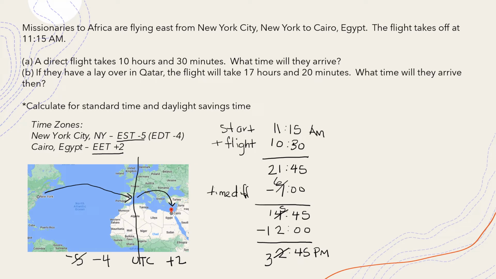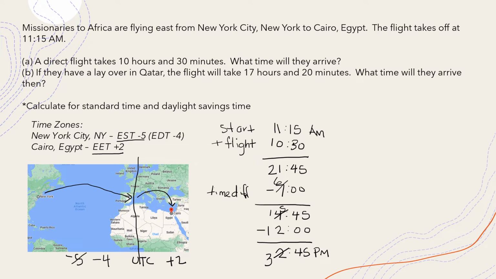Another way to think about this is, let's say it's Eastern Daylight Time. Well, I could have very well said, if it was Eastern Standard Time, this would then be 12:15. I would have still had a difference of 7. That still would have put me at 15, and that still would have put me at 3:45. It doesn't really matter. I can adjust my time difference, or I could have adjusted my start time. Both would have been fine.